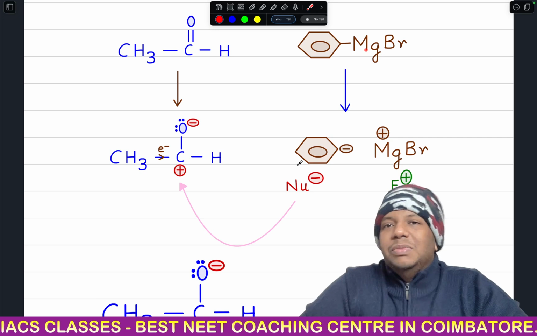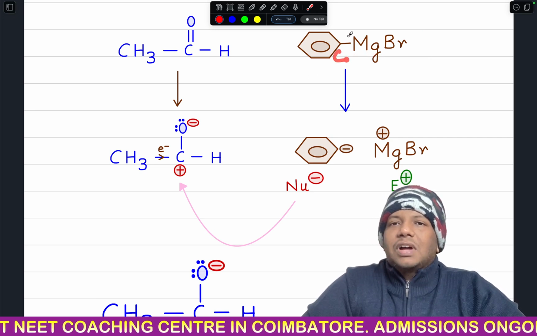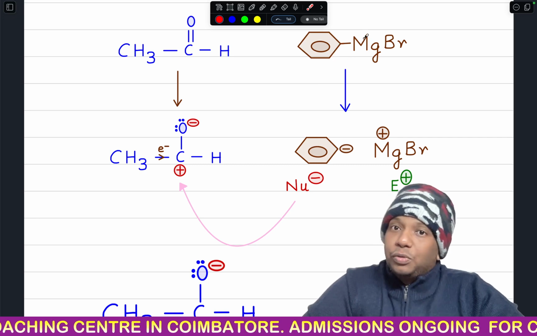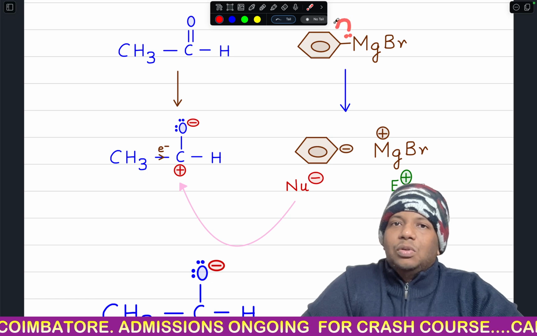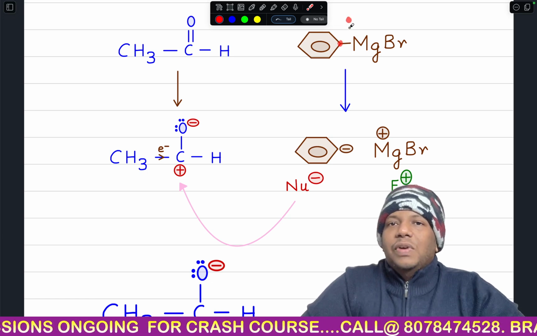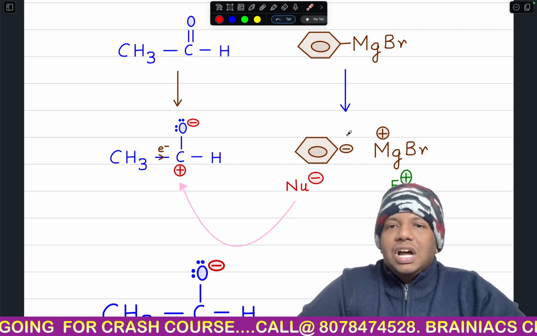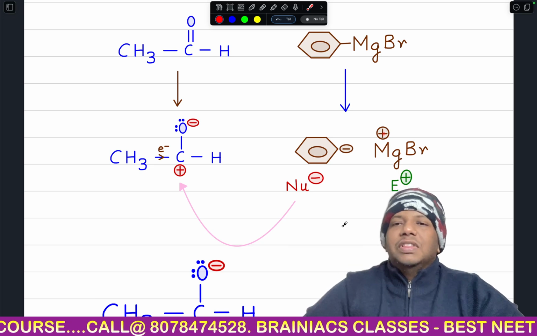We know that magnesium is an electropositive element and here carbon is present. So carbon and magnesium, who is more electropositive? Magnesium. So the electropositive element will repel the electron towards the electronegative atom. Carbon is more electronegative. So when the bond breaks, negative charge will come with the benzene and positive charge will come with the magnesium.